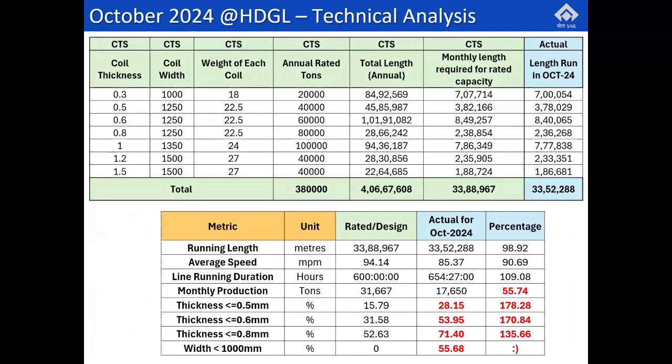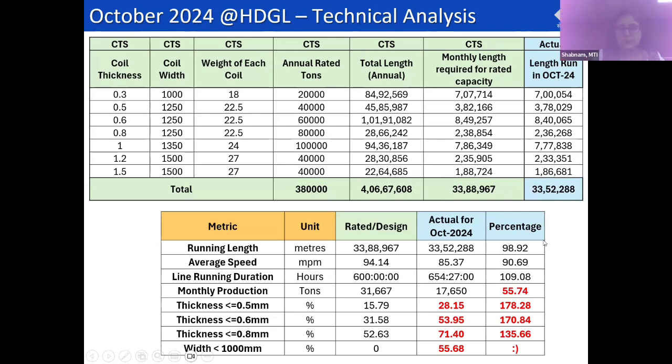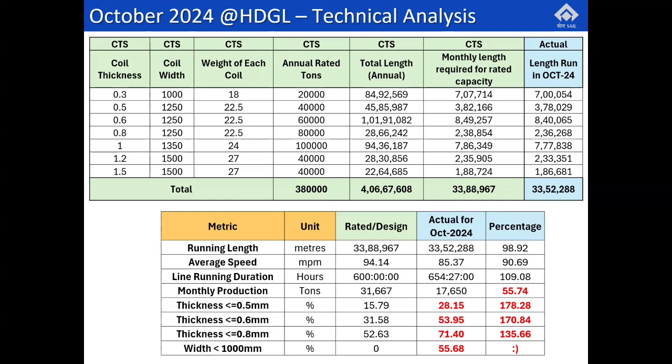Please, yeah. The point I'm trying to make is this is the analysis of HDGL's production in October 2024. See, as per CTS, to reach this rated production, if we break down in 12 months, we need to process around this amount of length. In October 2024, HDGL has run for this amount of length. So we have processed around 99% of the rated design, but our production is around 55%, 56%.